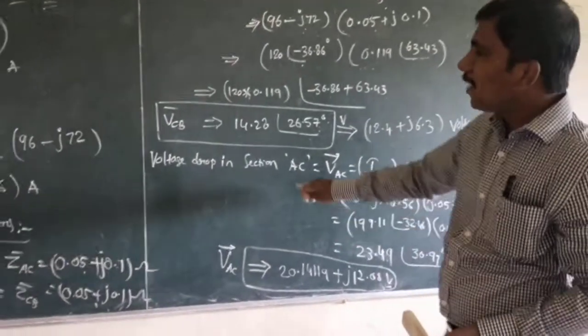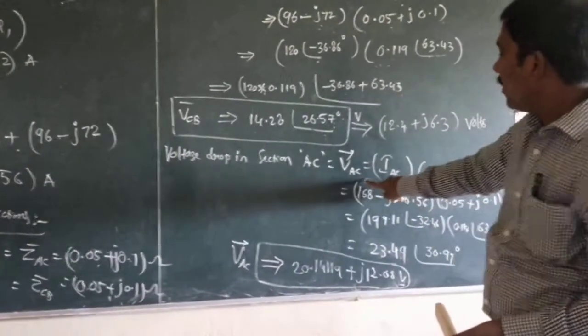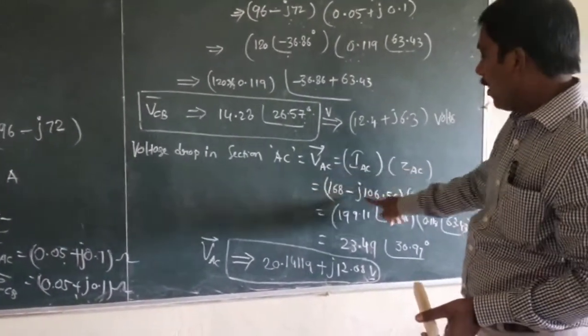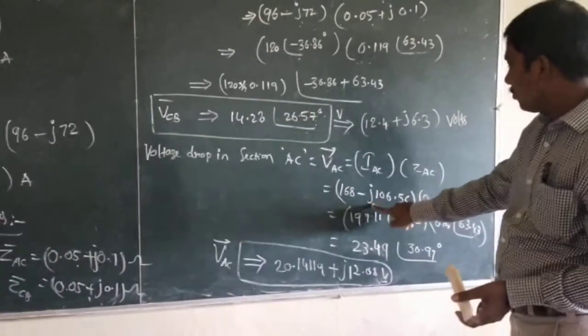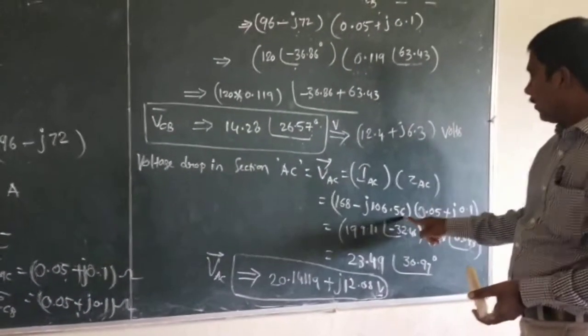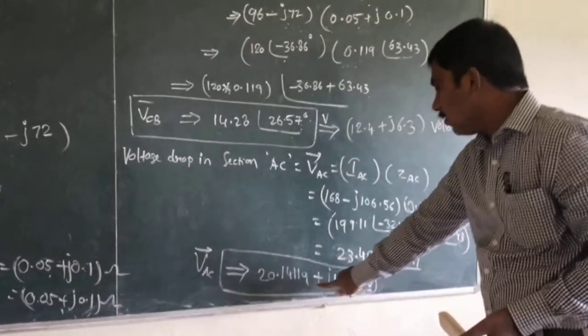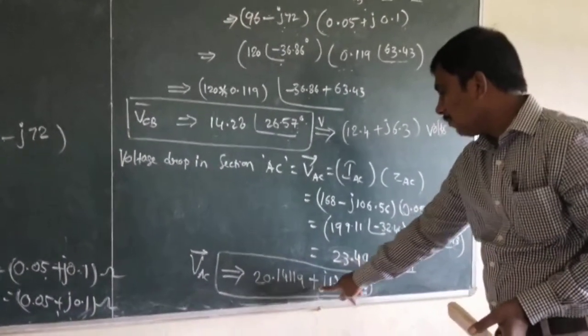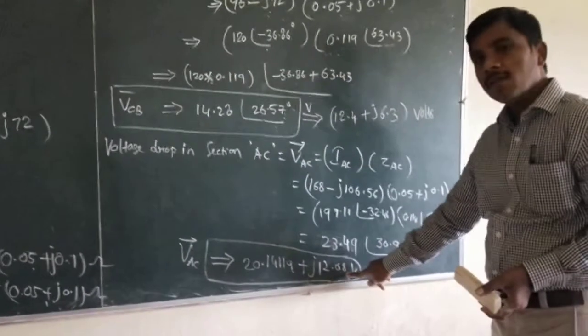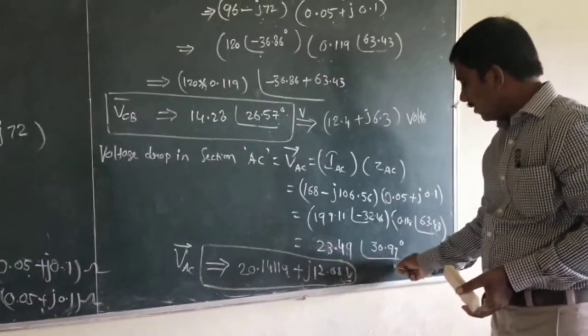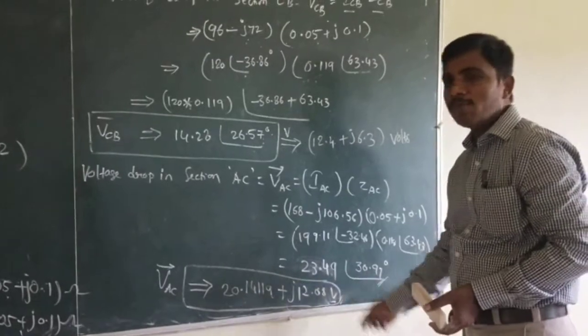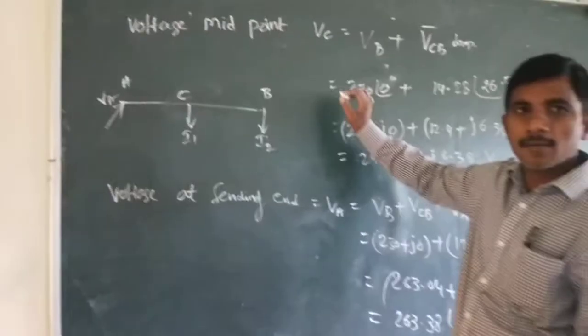Now the voltage drop in section AC is VAC equal to IAC into ZAC. IAC we already calculated, so we substitute it here along with ZAC. If you do that, the voltage drop in section AC is 20.1149 plus j12.08 volts. That is the rectangular form of the voltage drop in section AC.